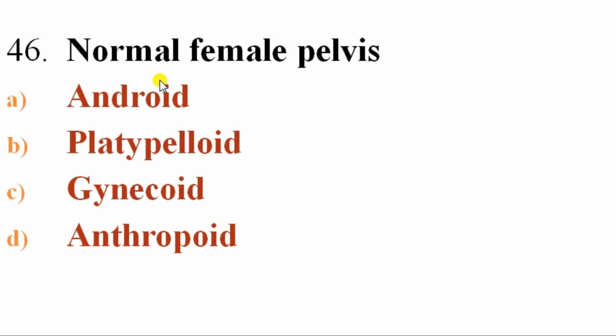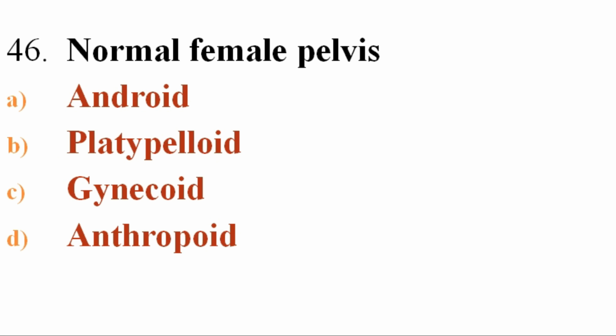Next question, normal female pelvis. Options A. Android, B. Platypelloid, C. Gynecoid, D. Anthropoid. Answer is C. Gynecoid. So gynecoid is the normal female pelvis or the true pelvis. Android pelvis is heart shaped. Anthropoid pelvis is oval shaped. Platypelloid pelvis is kidney shaped.